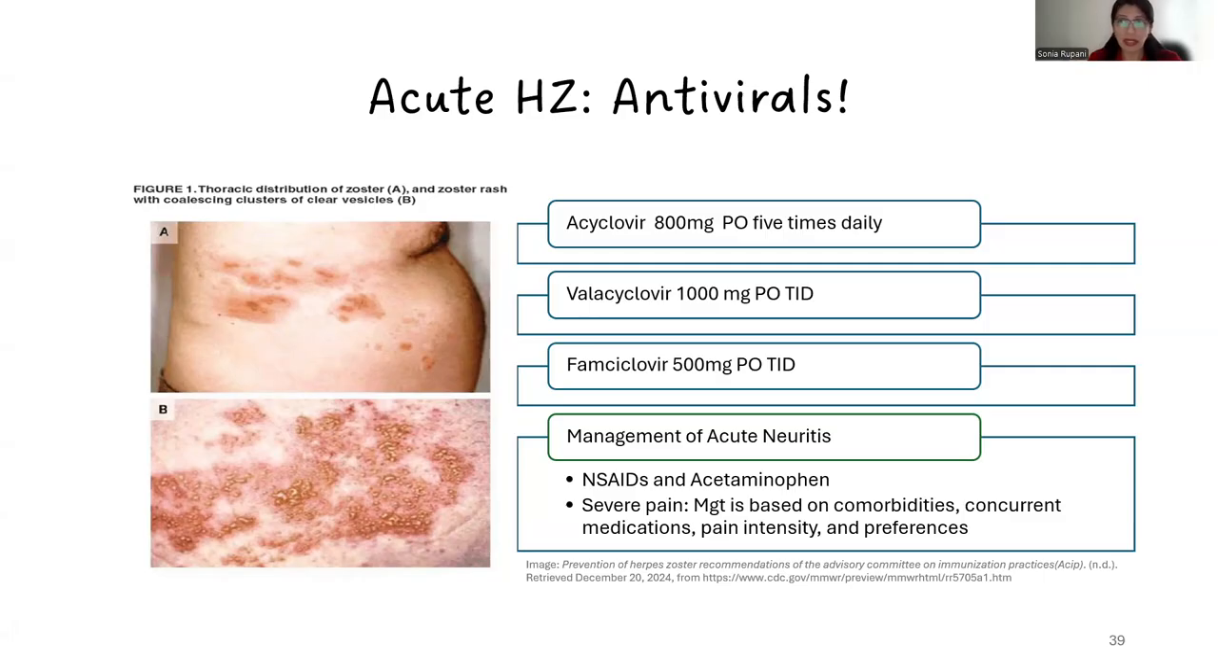Valacyclovir, which is a prodrug to acyclovir, has better bioavailability, so it is better absorbed in the GI tract. So does famciclovir, which has great bioavailability. It's a prodrug to penciclovir. When it comes to the acute neuritis, we start off with our NSAIDs and acetaminophen. If the pain is very severe, the management is based on comorbidities, concurrent medications, pain intensity, and patient preference. In some cases, a short period of opioids may be needed as well.